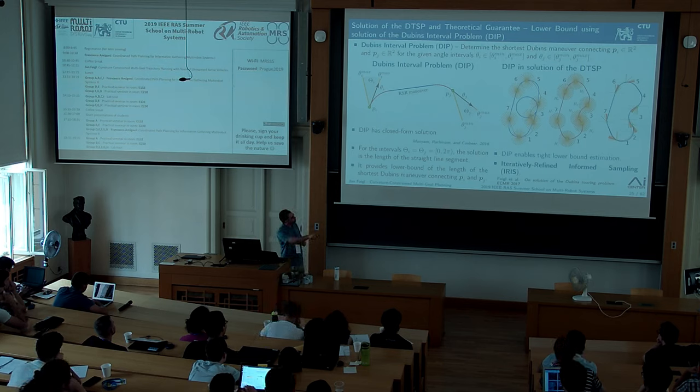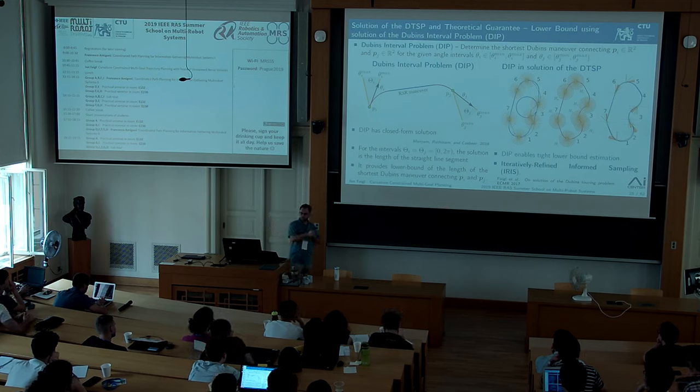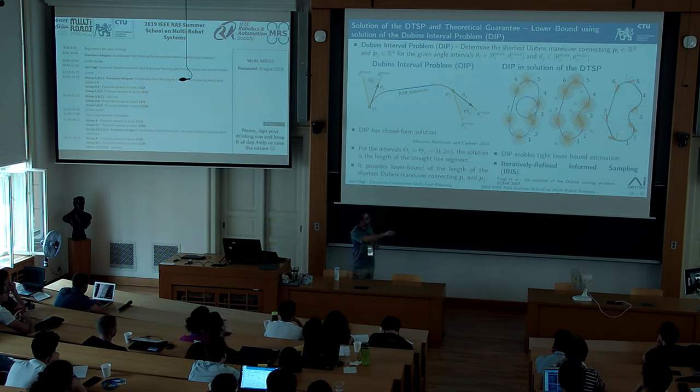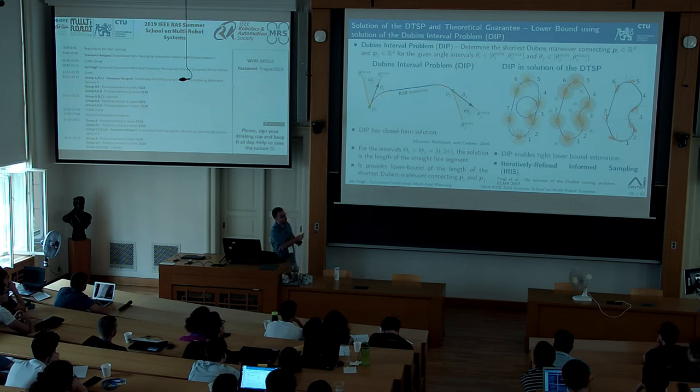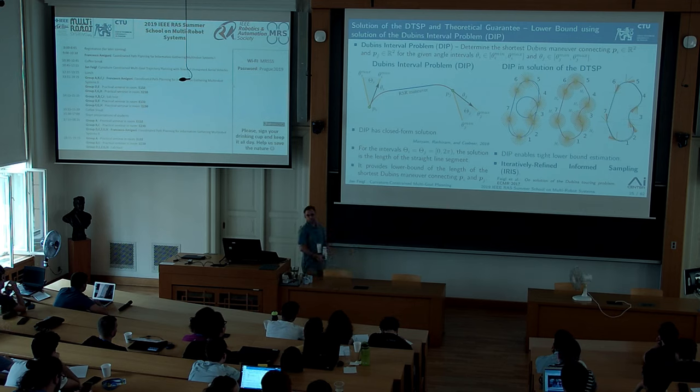Why is it a lower bound? Because if you have one heading interval, for example for these locations, your particular arrival angle from this Dubins interval problem is different, or can be different, from the leaving one. So there is a discontinuity in the headings. So it's a lower bound. It's not a feasible solution by means of a Dubins vehicle. And if you take a look, the red is the lower bound, the blue is the feasible solution, the upper bound. They correspond, so it's relatively tight, and it's really tight, actually. It's a really tight lower bound. So by this Dubins interval problem, you can estimate the solution quality of your particular solution.